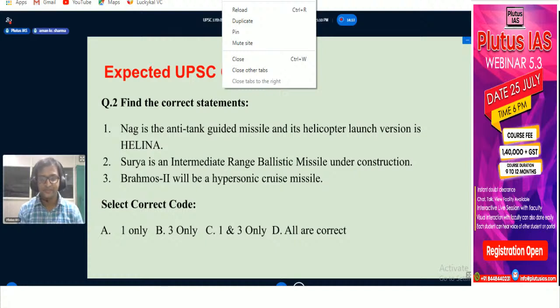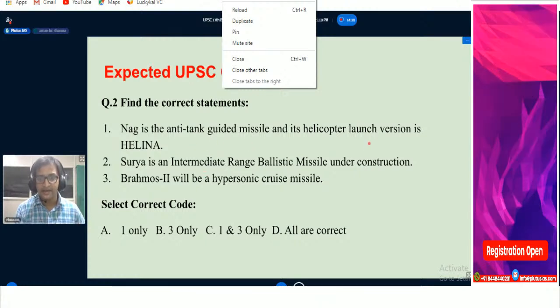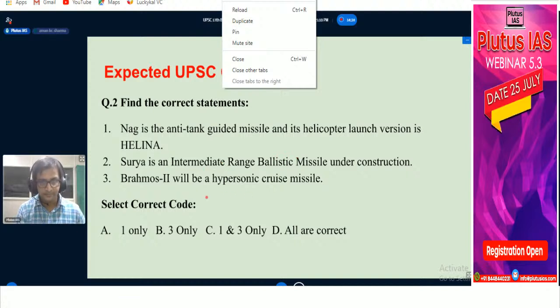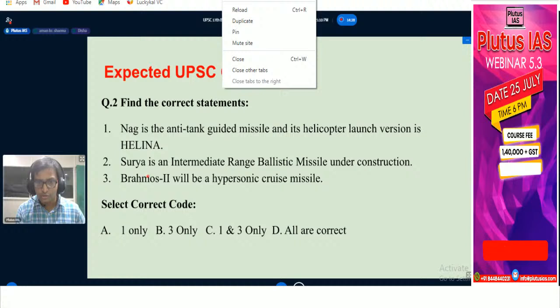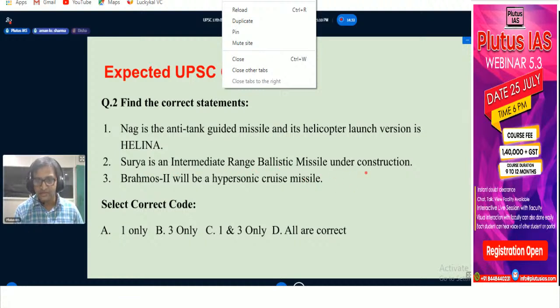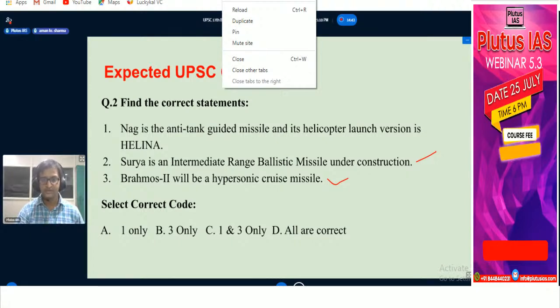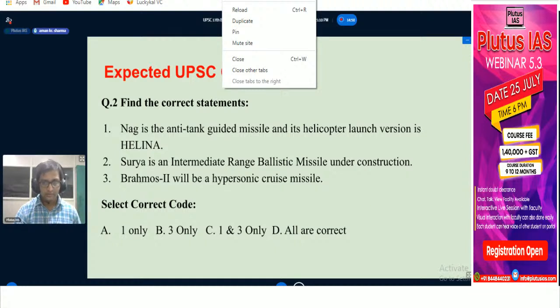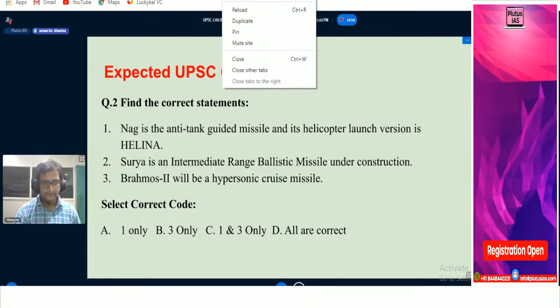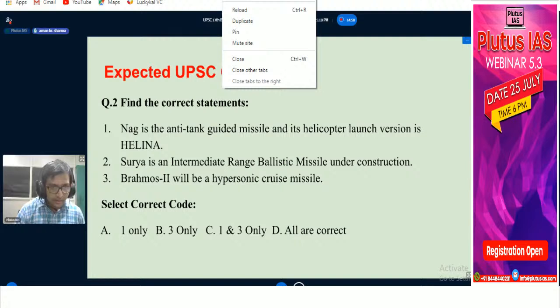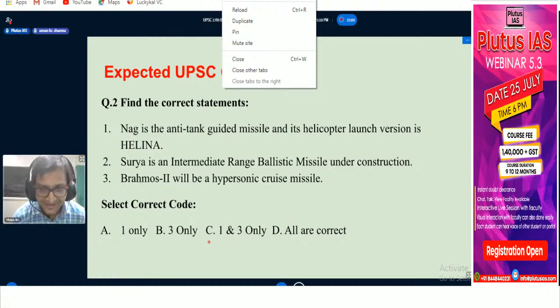Now come to the next. Second question. Tell me the answer. Nag is the anti-tank guided missile, and its helicopter launch vehicle is Helena. Surya is intermediate range ballistic missile under construction. And then we have BrahMos 2 will be hypersonic cruise missile. What is the answer? Aman, first. Oh, okay, C. Okay, so Aman is telling C.